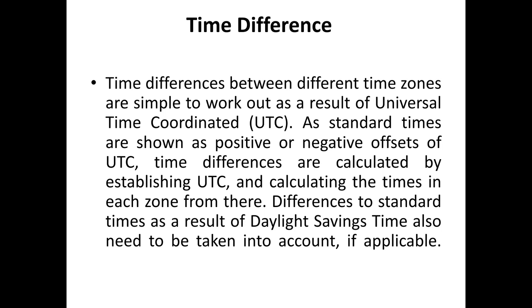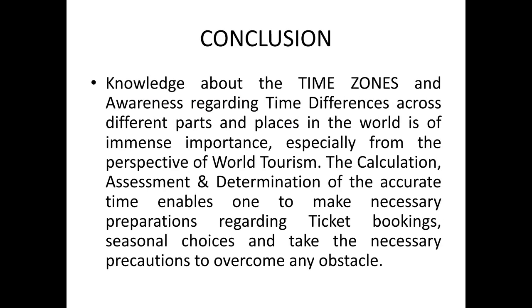Time differences between different time zones are simple to work out as a result of Coordinated Universal Time. As standard times are shown as positive or negative offsets of UTC, time differences are calculated by establishing UTC, meaning the Universal Time Coordinated system, and calculating the times in each zone from there. Differences to standard time as a result of daylight savings time also need to be taken into account if applicable.